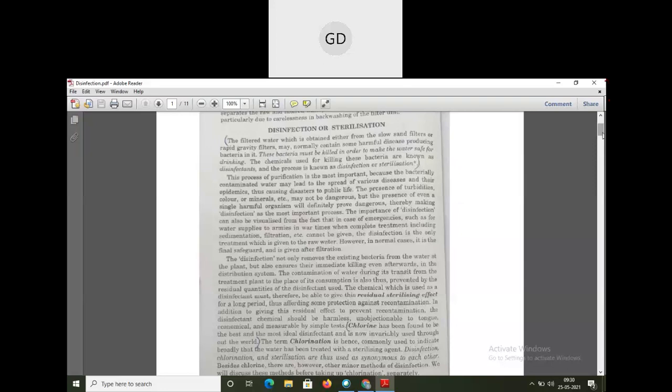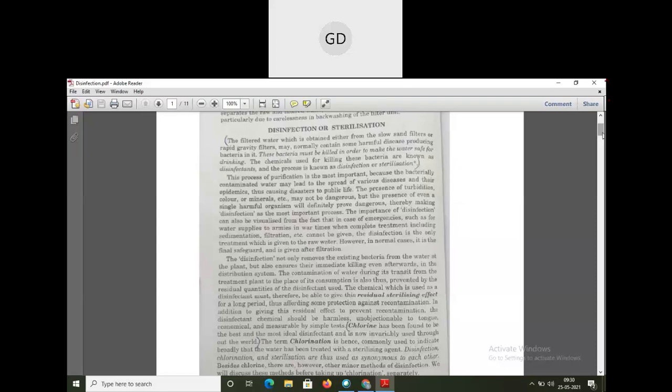You cannot drink water containing bacteria, because that will cause you harmful diseases. It might have a bad impact on your health. So you have to remove those bacteria. How will you remove those bacteria after filtration? You have to do a process called disinfection.